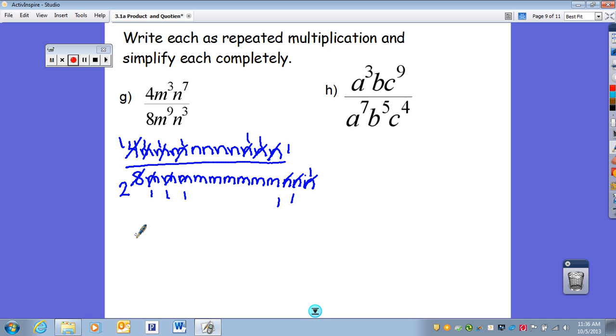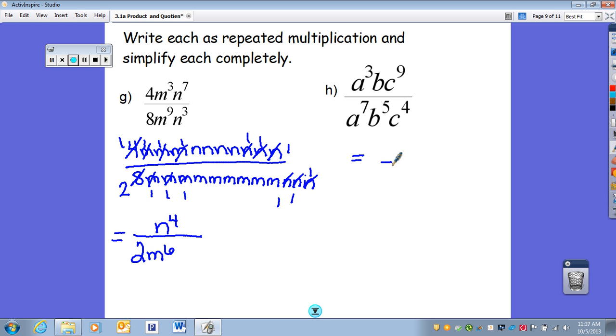So what I have left in the numerator is 1 times n, and there seems to be 4 of those left. So I would have n to the 4th power left in the numerator. I have a 2 in the denominator, and I have 6 m's left in the denominator. So my simplified expression would be n to the 4th, 2m to the 6th in the denominator.